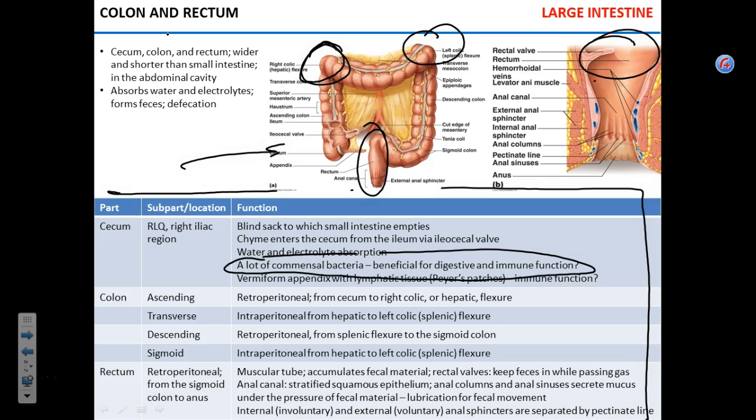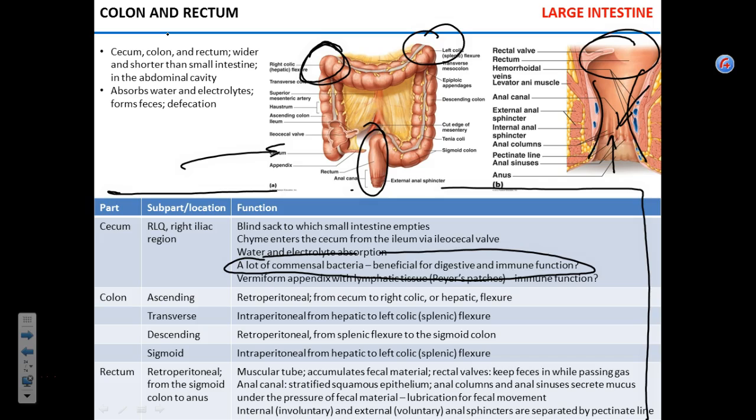In the anal canal, right here, you're going to find ridges and crevices. Ridges are called anal columns, and the crevices between them are called anal sinuses. Anal columns and anal sinuses produce mucus, pretty thick mucus lubrication, so that when feces come out, it's easier. Does that make sense?